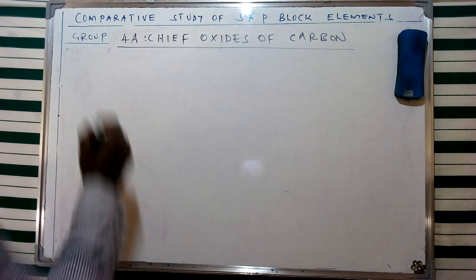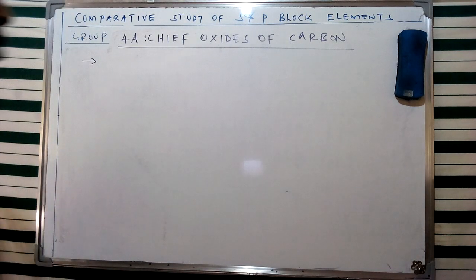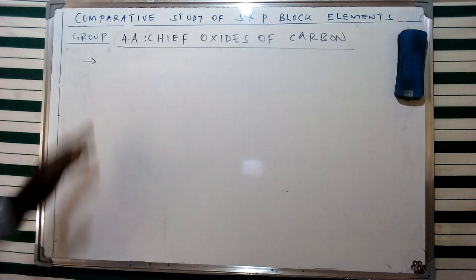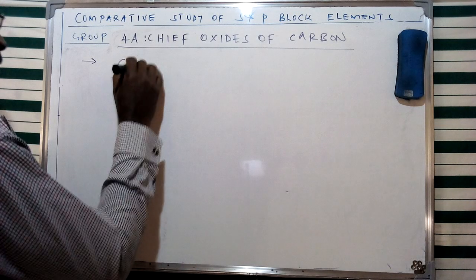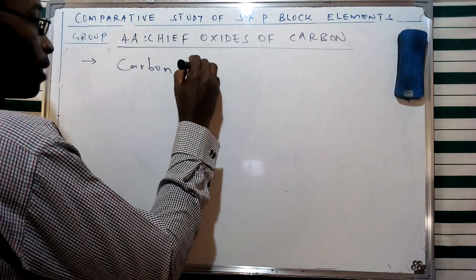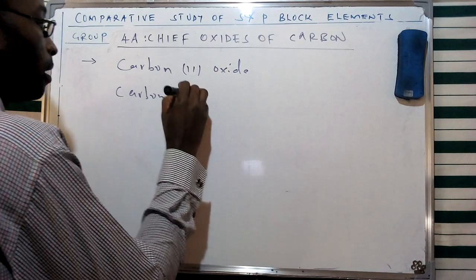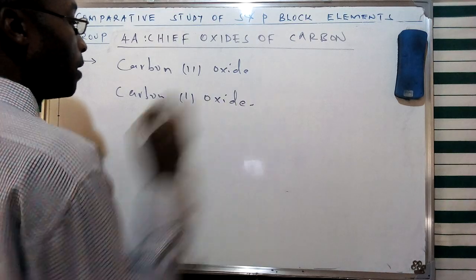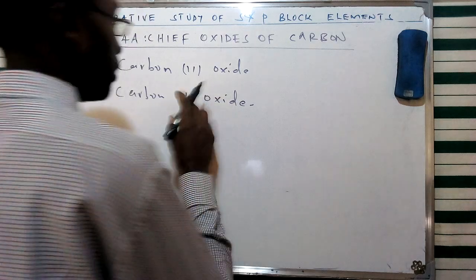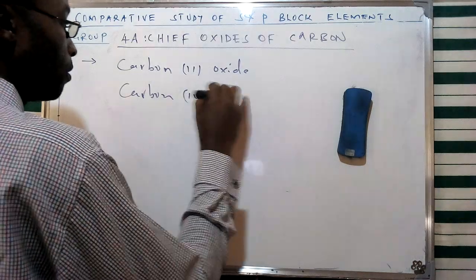And in our discussion, I had mentioned that carbon is going to react with a range of elements, but mostly it's going to display the covalent capability of forming bonds with other compounds. Now, in this particular case, we're going to look at these chief oxides of carbon, and these are going to be two in particular: carbon 2 oxide and carbon 4 oxide. Sorry for that.